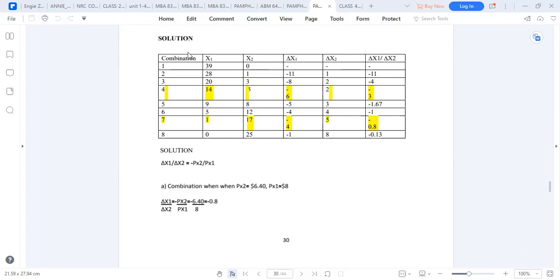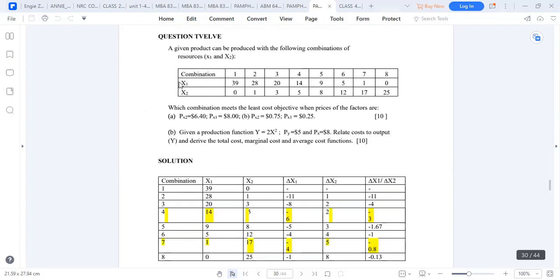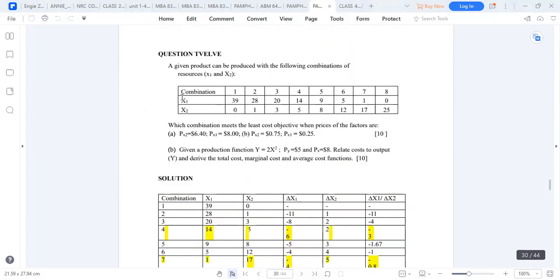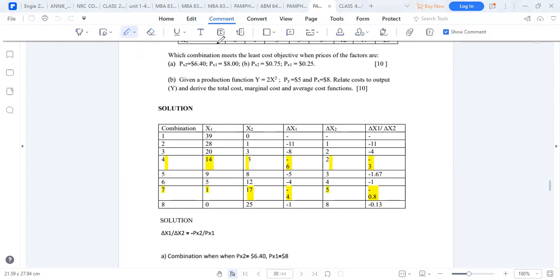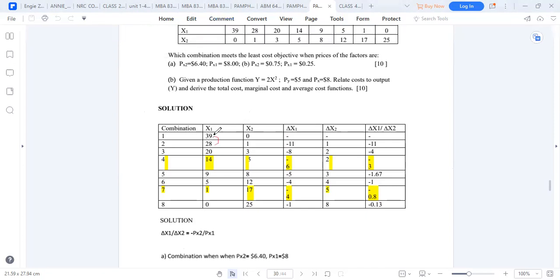Just quickly run through it again. So given the values of input X1 and input X2, the way we found the marginal rate, we just divide our differences, the changes. So for this figure here, the first one is a dash, then 28 minus 39 is -1. Okay, 20 minus 28 is -8. That is fine. You do that. Then where we are also finding the combination, we divide each of these, you get the differences there up until the end.